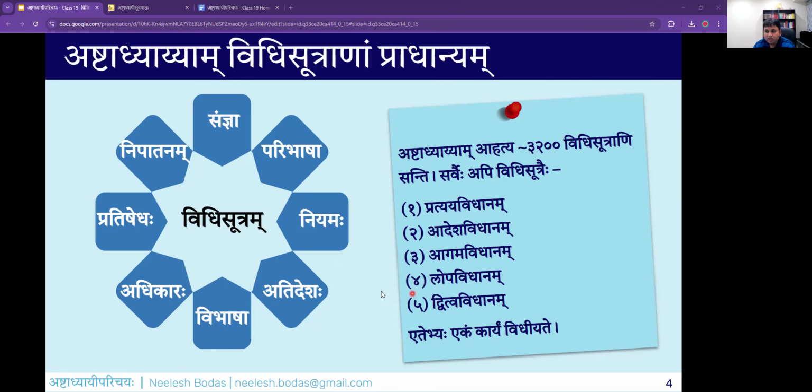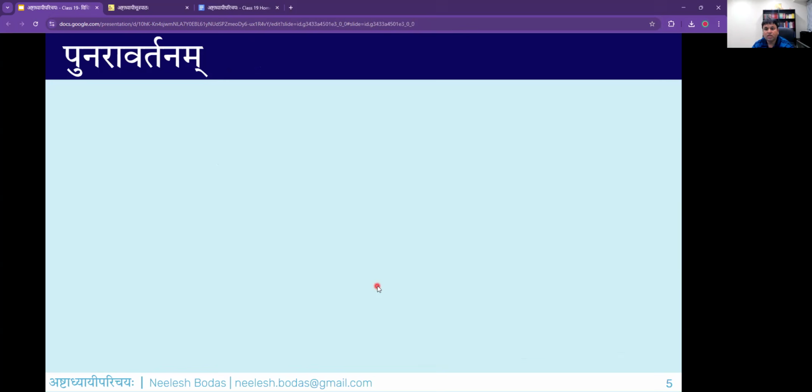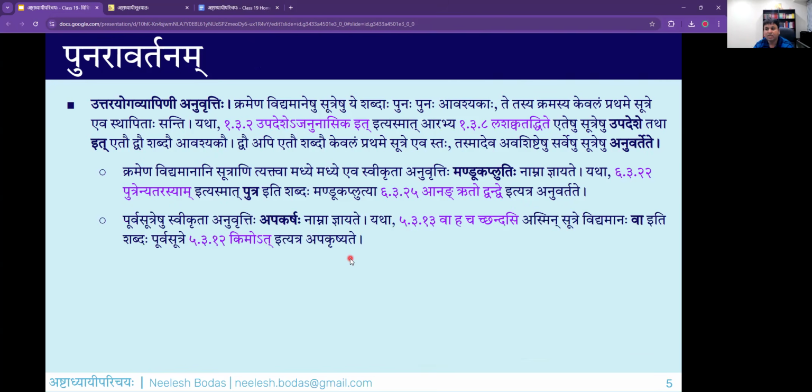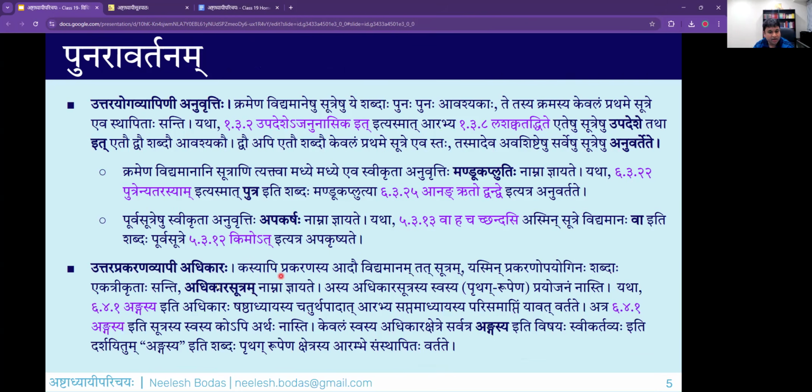Now, in order to interpret these Vidhi Sutras, simply looking at that sutram is not sufficient. A complete meaning of that sutram is only evident when we bring other words from adjacent sutras and from the surrounding context into that sutra. So, in order to understand those concepts, we learned the topic of Anuvritti, Mandukapluti, Apakarsha, and Adhikaraha.